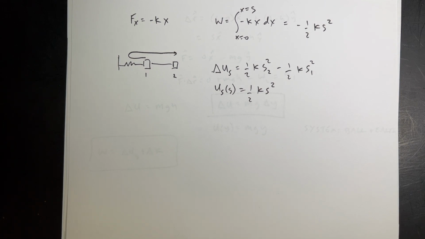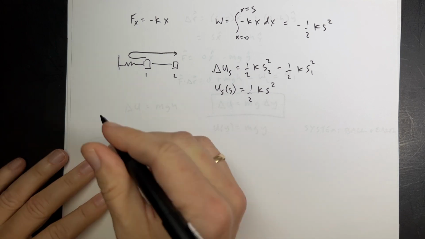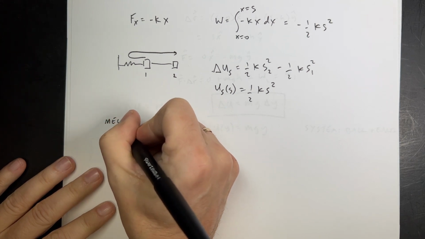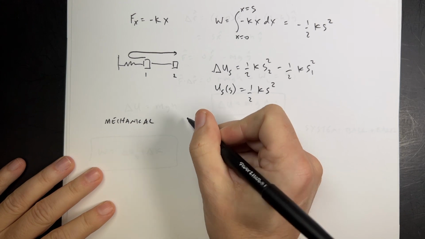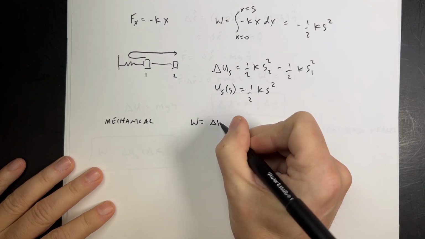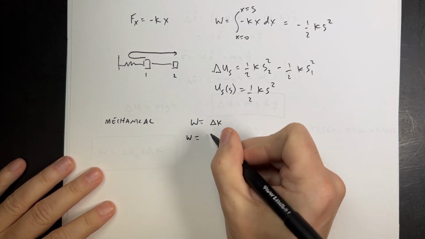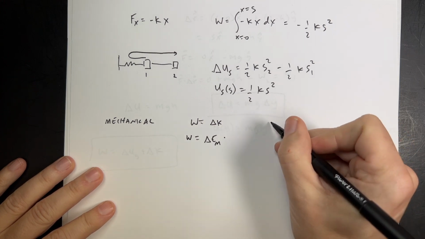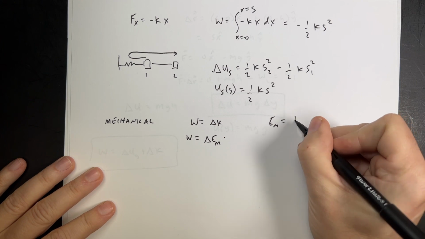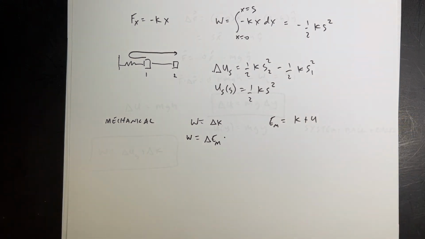Okay, let's talk about the conservation of energy. The book defines this thing called mechanical energy, and I'm not really a fan of that, but that's fine. So before we had work is the change in kinetic energy. Now we're going to say work is a change in mechanical energy, where mechanical energy, E mechanical, is kinetic energy plus whatever potentials you have.